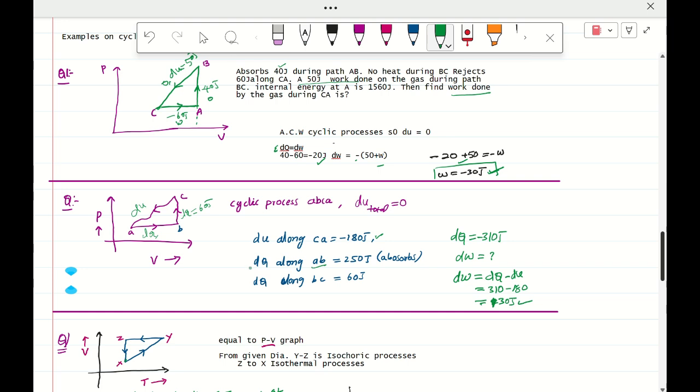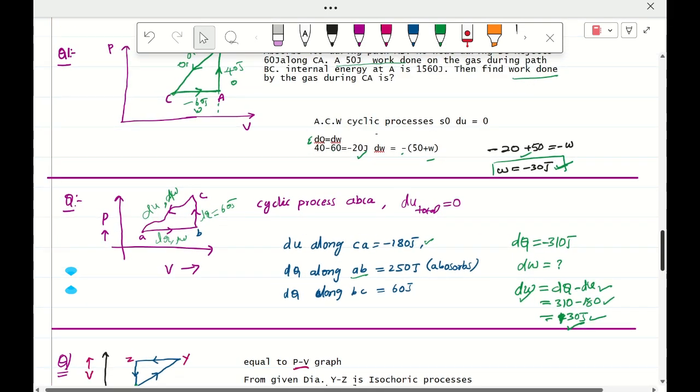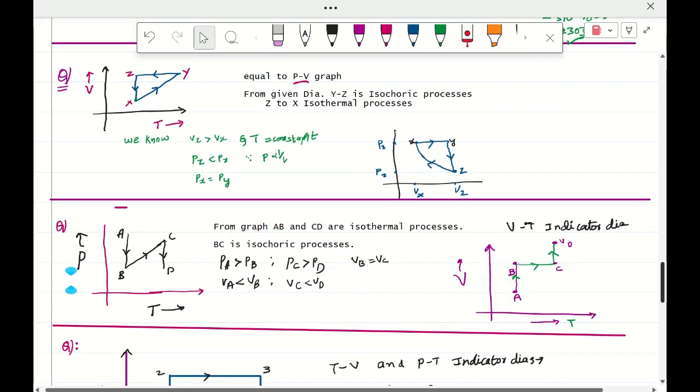And now it is asking, in the cyclic process, how much is the total work done? So here there is work done. dW is not equal to 0 here, and here also dW is not equal to 0. Therefore, total work done is equal to dQ minus dU. So 310 minus 180, that equals 130 joules. So I think it is correct. dU is not equal to 0 here. The total dU is equal to 0, but dU along CA is given, therefore I have to subtract 180 joules. We will take clarity on this later. Right. One more example I will explain.